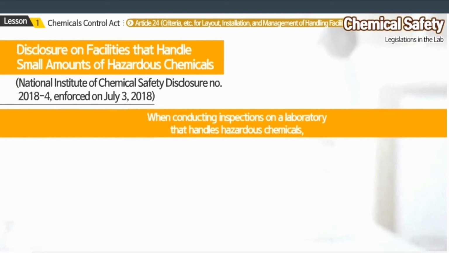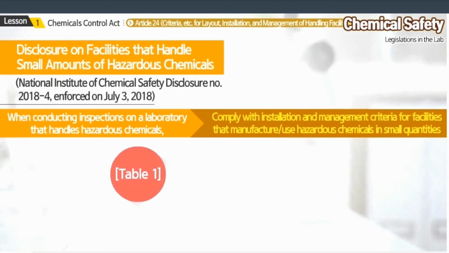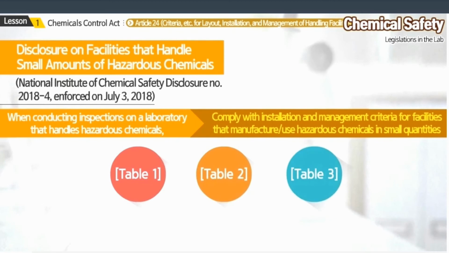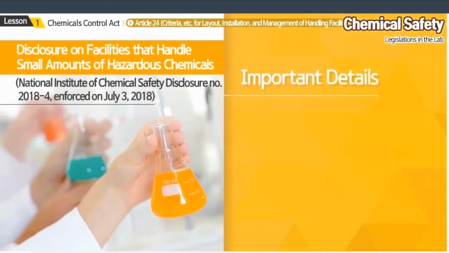When a laboratory handles hazardous chemicals in small quantities, it must comply with the installation and management criteria for facilities that manufacture, use hazardous chemicals in small quantities, as disclosed by the National Institute of Chemical Safety. In particular, it must comply with Table 1, Table 2, and Table 3. When conducting inspections on such labs, only items stipulated by the National Institute of Chemical Safety are inspected. Let's take a look at the key details of the relevant disclosure.